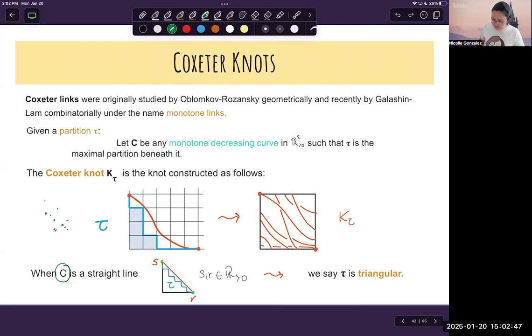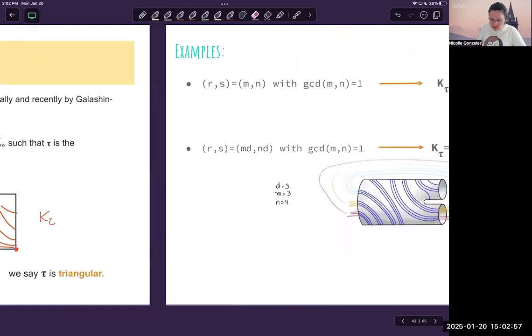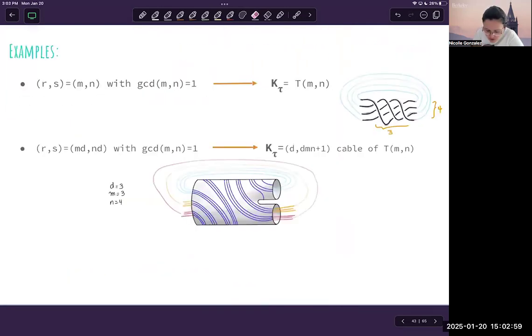Okay, and so when this happens, when your partition admits a straight line, we're going to say that the partition is triangular, and the knot is going to be a triangular Coxeter knot. So, a couple of examples. Well, first of all, this particular family of Coxeter knots that we talked about, these triangular guys, actually generalize all the previous torus knots. And this occurs precisely when the line that you're drawing has intercepts M and N.